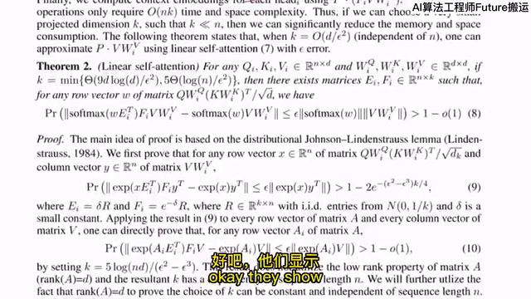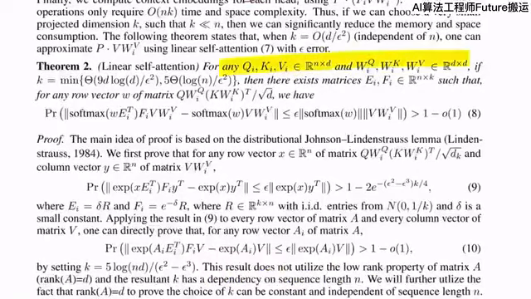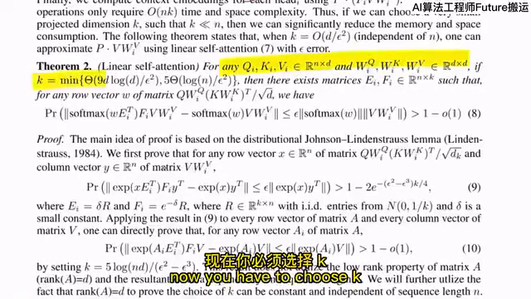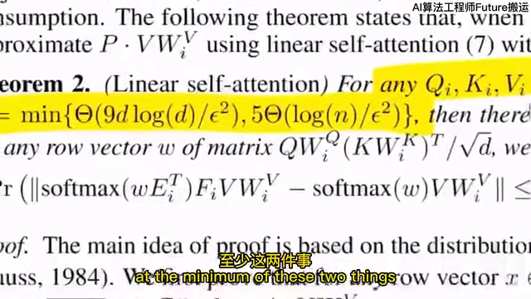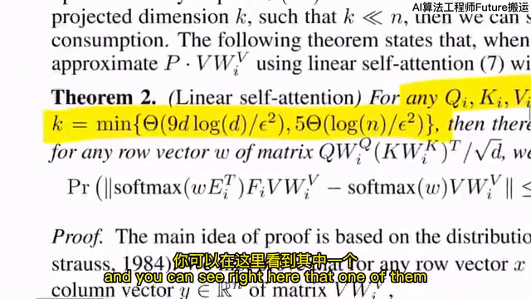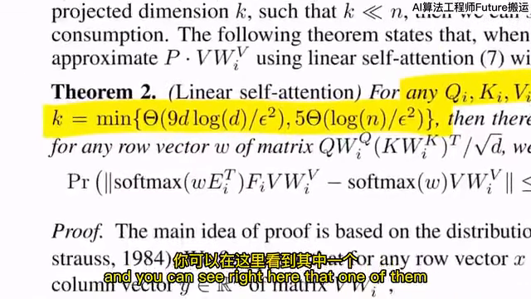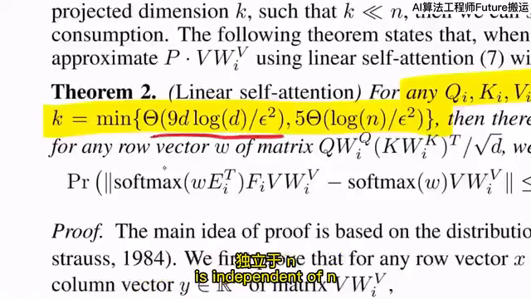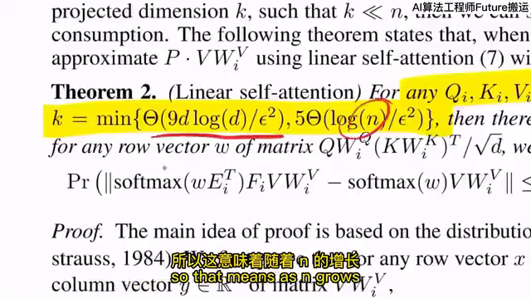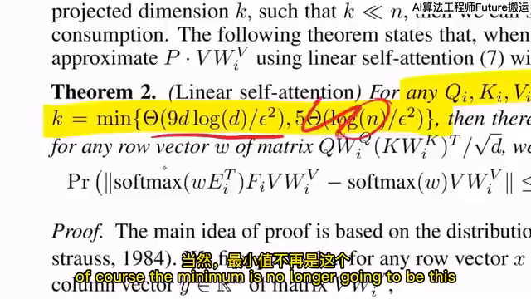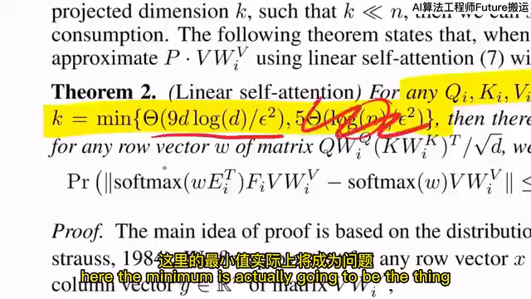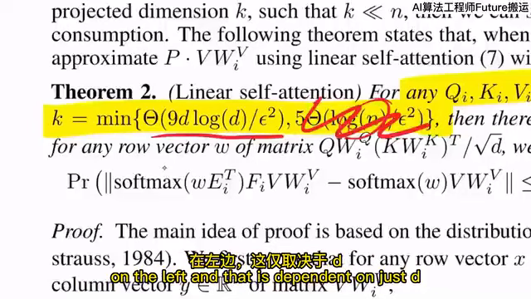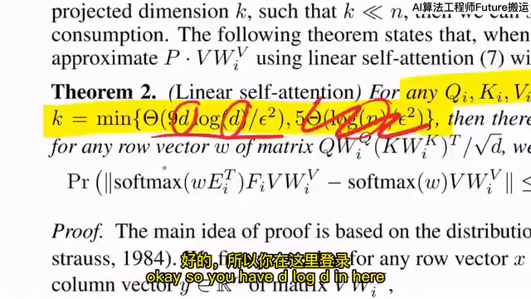Okay, they show, again, blah, blah, blah. Now you have to choose k at the minimum of these two things. And you can see right here that one of them is independent of n. So that means as n grows, of course, the minimum is no longer going to be this here. The minimum is actually going to be the thing on the left. And that is dependent on just d. Okay, so you have d log d in here.